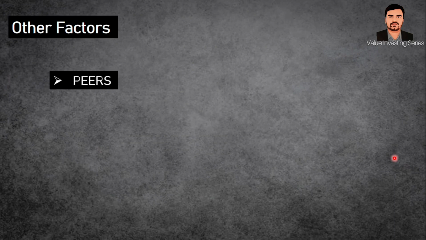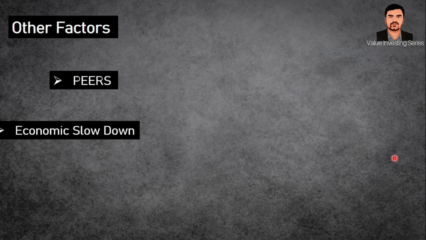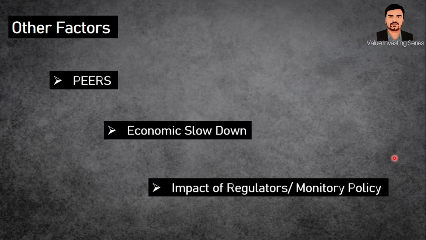Now, other factors to consider is like the peers. So peers is like the various banking stocks, what are their market capitalization, and how is their profitability. So these things have to be checked. Then economic slowdown, this is something which has to be seen.